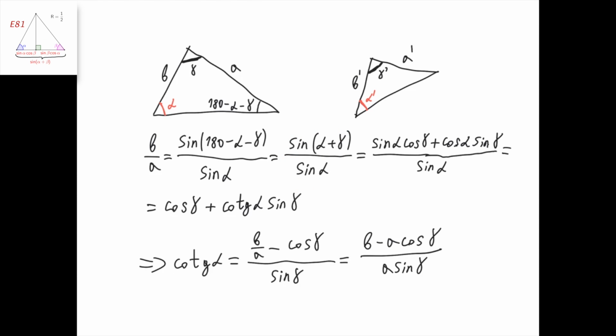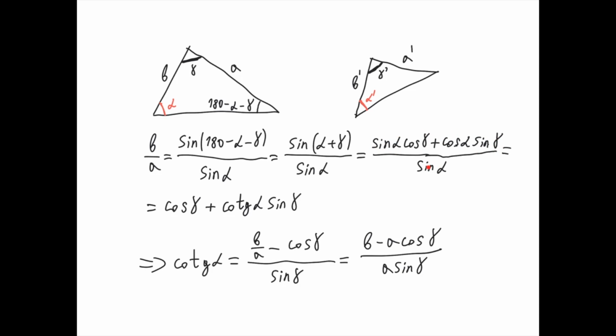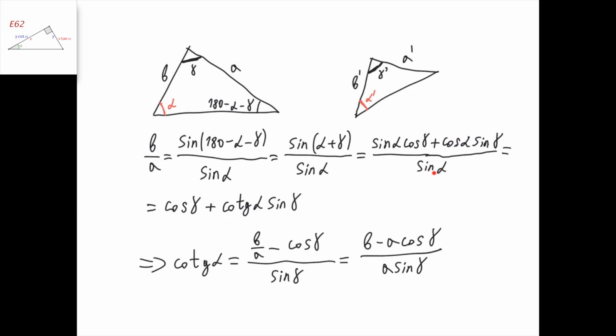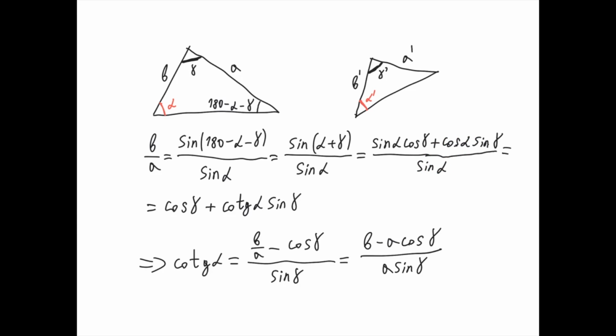And now we can apply the formula for sine of alpha plus gamma, and get that it equals sine of alpha cosine of gamma plus cosine of alpha sine of gamma. Now the sine of alpha cancels out here, and cosine of alpha divided by sine of alpha equals cotangent of alpha. And so we can rewrite this expression like that. From here, we can express the cotangent of alpha with respect to the other quantities, and we get b divided by a, minus cosine of gamma, divided by sine of gamma, and this equals cotangent of alpha. We can rewrite this expression like that also: b minus a cosine of gamma divided by a sine of gamma.